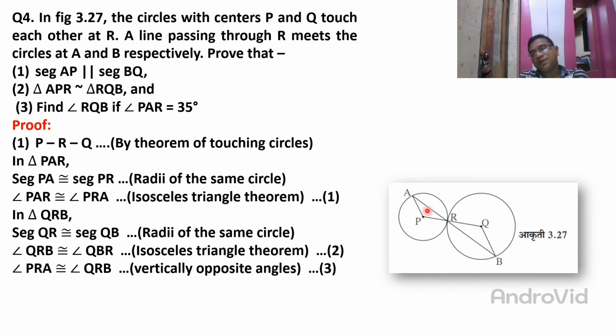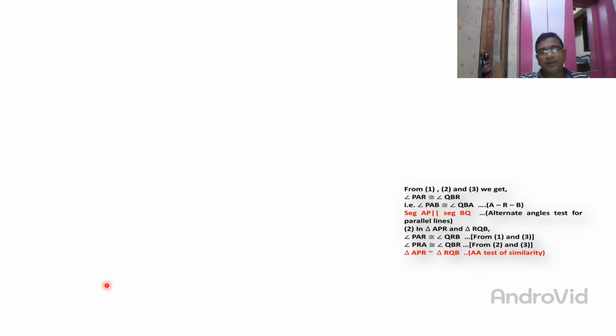When the shape is an X shape, they are vertically opposite angles. When the shape is a Z shape, they are alternate angles. When the shape is an F shape, they are corresponding angles. So angle PRA is congruent with angle QRB, vertically opposite angles. So from 1 to 3, angle PAR is congruent to angle QBR.